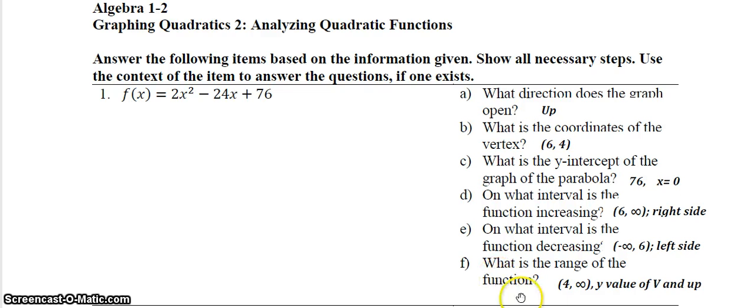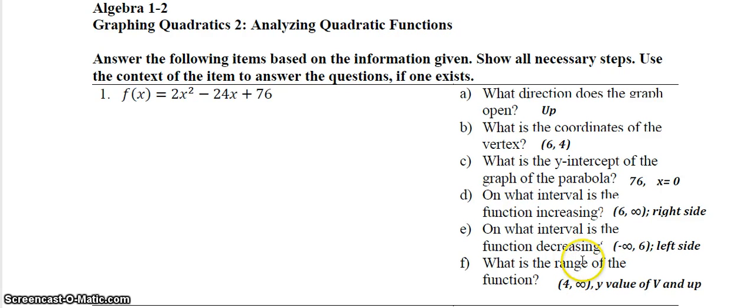Okay, the range. Now for the range, we're looking at y values. Well, again, it opens up. The bottom, the minimum y value is 4. Minimum means it's the least value. So from 4 and greater. So from 4 to positive infinity.